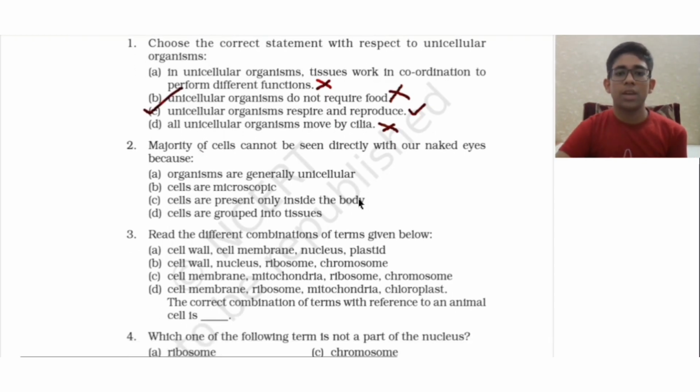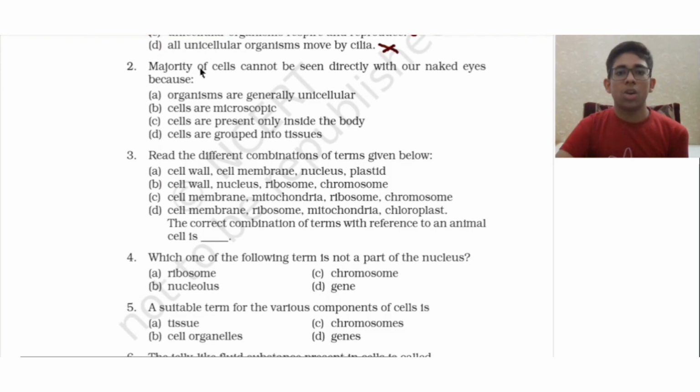Now let's move to the second question. Majority of cells cannot be seen directly with our naked eyes because. So we have to tell the reason why we cannot see most of the cells. First option. Organisms are generally unicellular. As we know that an ostrich egg, that is a single cell, has a size of 13 into 17 centimeter. So this cannot be the correct option.